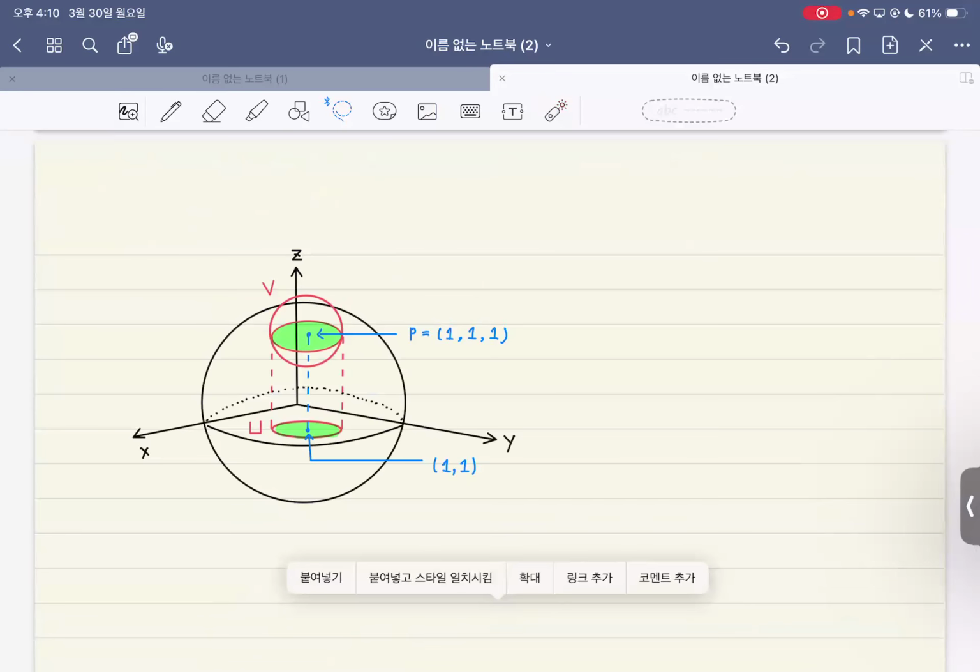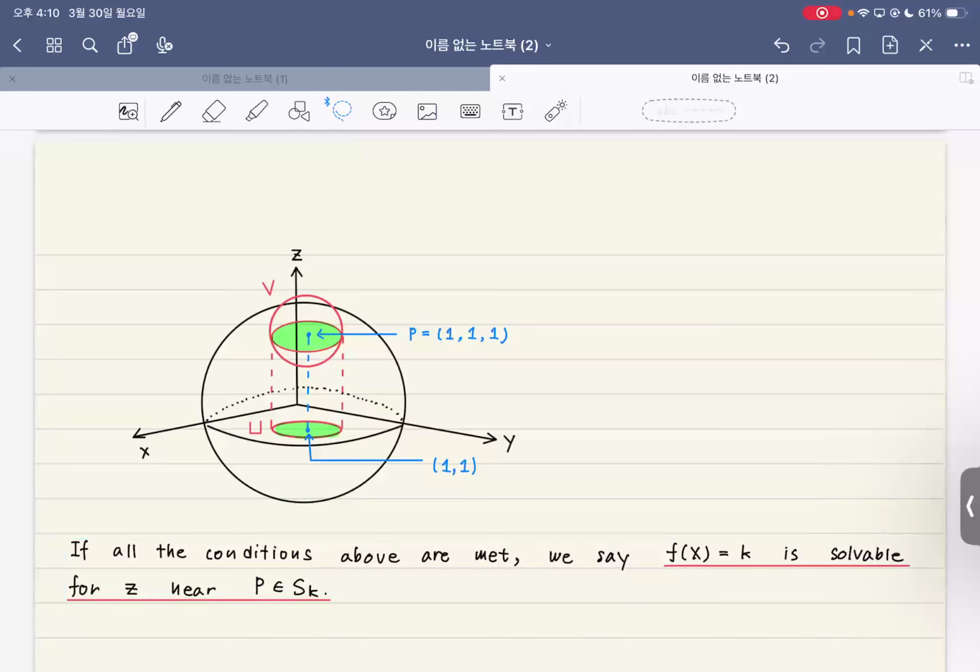Okay, so this is the definition of what it means that some equation is solvable for the letter z around P in this level set.